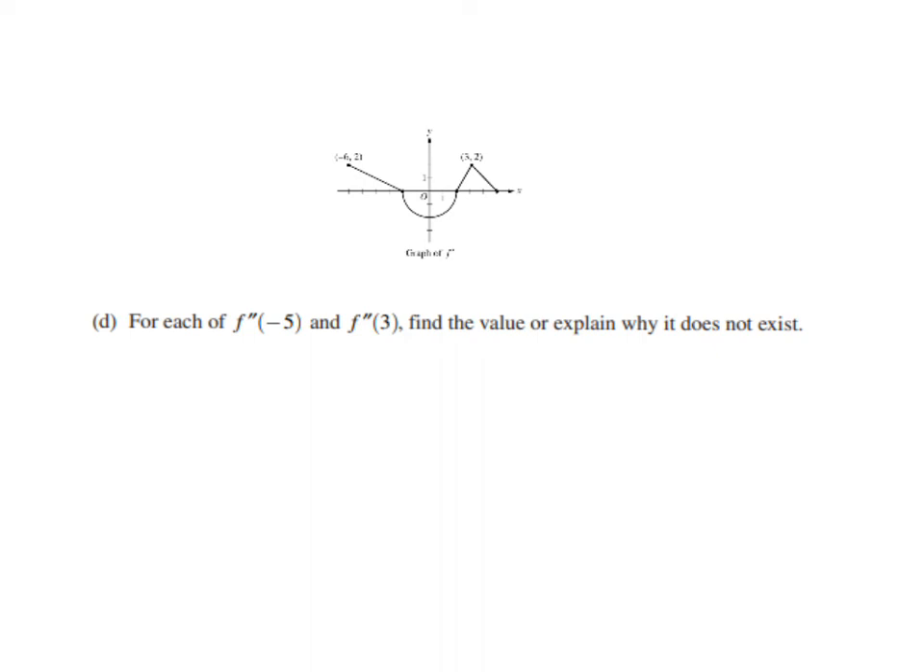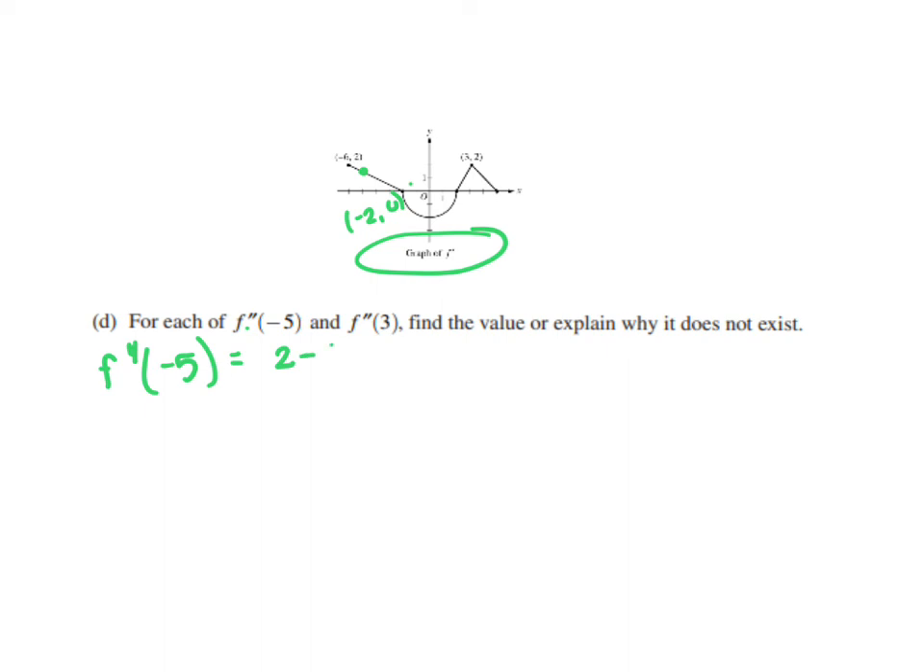Lastly, for each f double prime of -5 and f double prime of 3, find the value or explain why it does not exist. So let's just start with f double prime of -5. So that would mean taking the slope of f prime, which is convenient because I have f prime. So I need to, let's see, 1, 2, 3, 4, 5. I need the slope right here, which is easy peasy because it's on a line. And if you know 2 points on a line, then you can easily calculate the slope. This other point would be -2, 0. So I can easily find f double prime of -5.